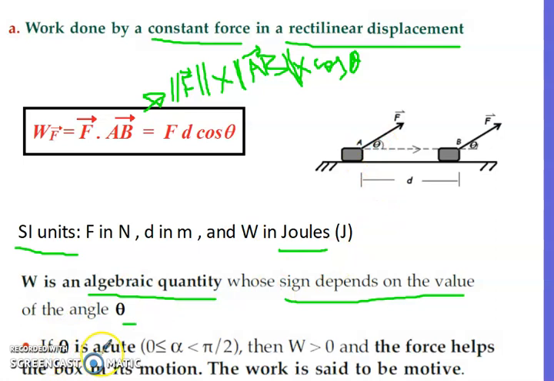If theta is acute, I mean between, here is theta. Let me change here the color. Here angle theta. If the angle theta is between 0 and 90, like this case, then the work is positive. We say in this case the force in reality helps the box in its motion. We say that the work is motive.